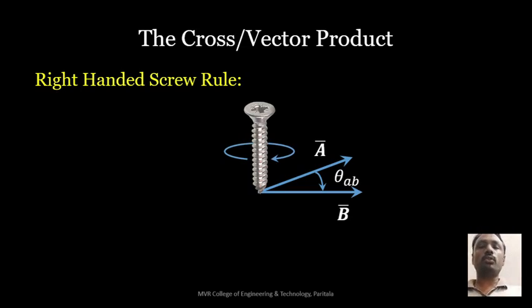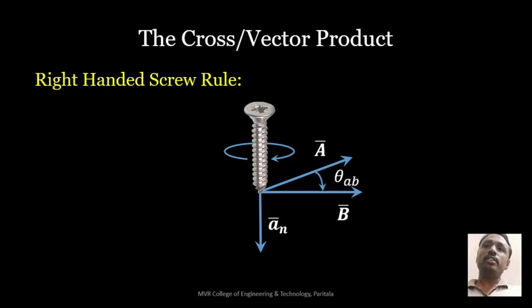If you rotate the screw in the clockwise direction, what will be the resultant direction? The screw will go in the downward direction. So that is the resultant direction, and that is the direction of A n cap. So A and B are lying in the plane of the surface and A n bar is perpendicular to the plane that contains both A and B bar. So this is the way you have to justify it by using the right-handed screw rule.